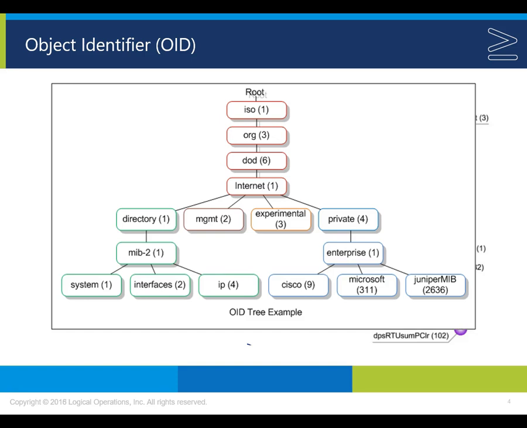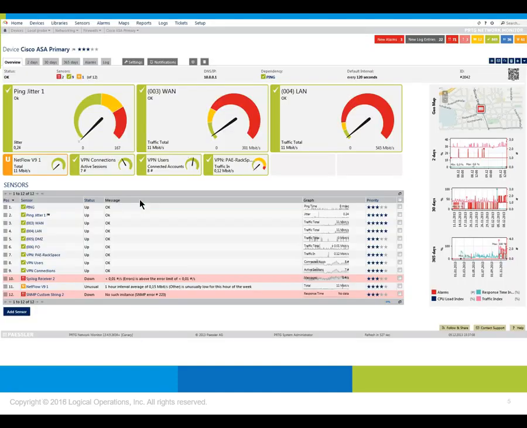So another way to look at these things, we have the root, the ISO, the organization, DoD, internet, management, experimental, private, directory, different things. The whole purpose of showing this is, it's a string of characters, and those characters represent a device of some sort. This is the ASA, and this looks like it is probably a PRTG.